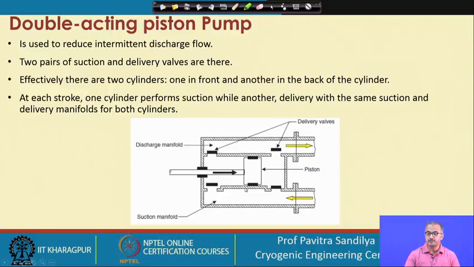And we can see that one set is in the front section of the piston and another set of suction and delivery valves is behind the piston. So one of the pairs will be acting at a time. When the piston is going to the right hand side, this discharge valve is open, and the liquid is flowing out of this discharge valve into a manifold. At the same time, this suction valve is open behind the piston, so that liquid is coming in through this section. And once it delivers, the piston will move back.